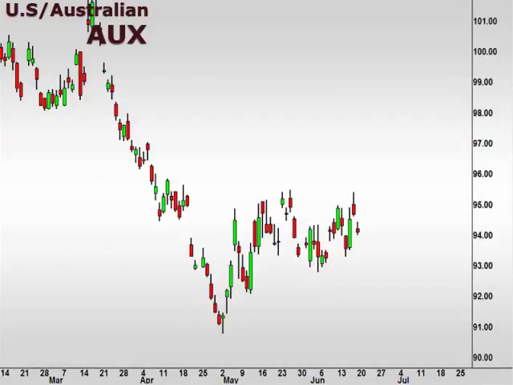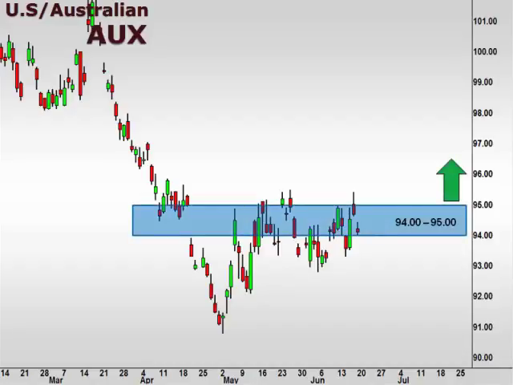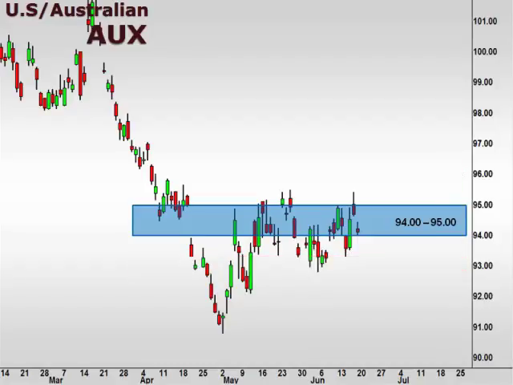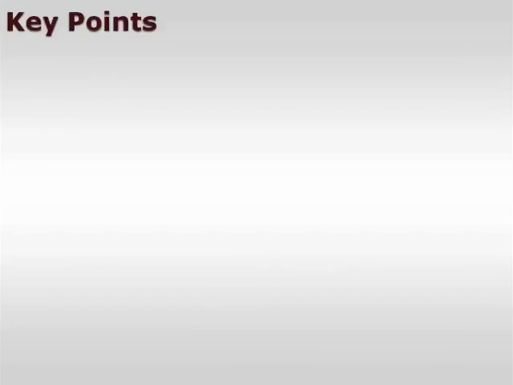Let's take a look at the U.S. dollar versus the Australian dollar as seen here in the AUX. Well, the AUX continues to consolidate within the 94.95 focal zone. A break above 95 is likely to signal a tradable move higher. 93 remains a near-term support for any move towards the downside.